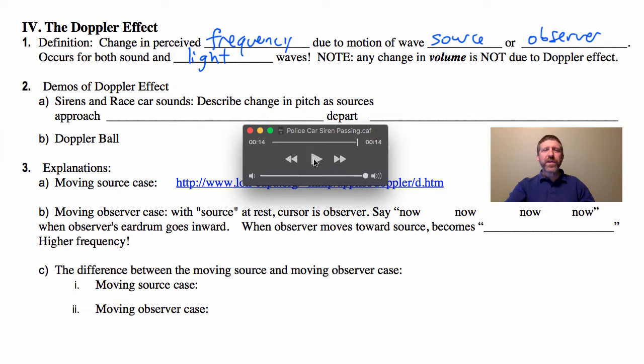Now, hopefully you were able to hear how the pitch went down when it was departing. Now, yes, it got louder as it got closer and softer as it got farther away. That's not what we're talking about. We're talking about the pitch. It goes to a lower pitch as it goes away.